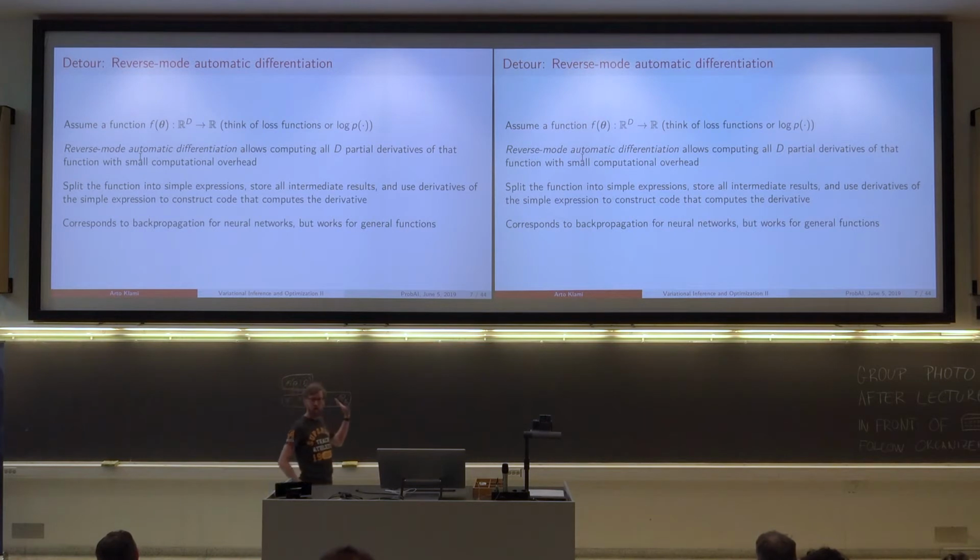So assume that you have a function, any function, that is mapping from d dimensions to a scalar value. Any loss function is like this. The log probability of the model is a scalar function, so all the loss functions essentially look like this. There is an algorithm called reverse mode automatic differentiation that allows you to compute all the partial derivatives of this function with essentially no additional computational cost compared to actually computing the value of the function. This is somewhat surprising, and it's an automatic procedure that doesn't really require anything.